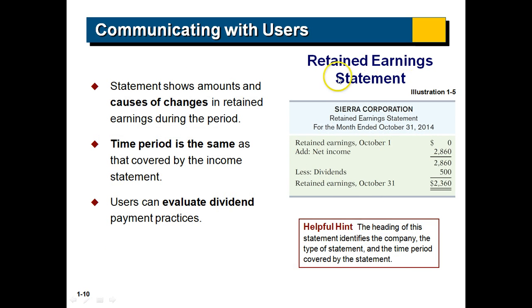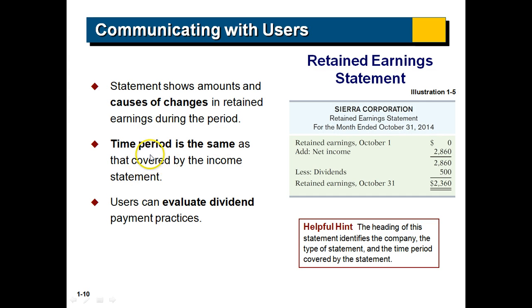Okay, so here we have the retained earnings statement all by itself. I kind of went over that on the prior slide, so I won't do that again. Let's look at what the bullets say. This statement shows the amount and causes of changes in retained earnings. Retained earnings will change because we have new earnings or new net income, and it will also change if we distribute some of those earnings in the form of a dividend.